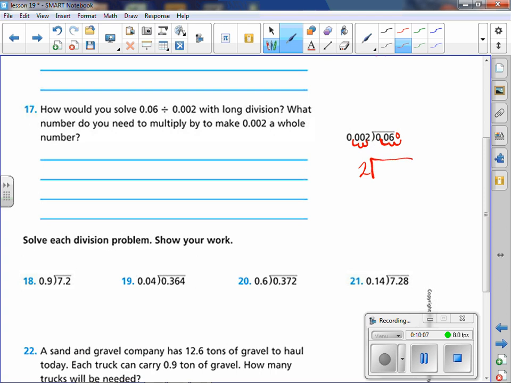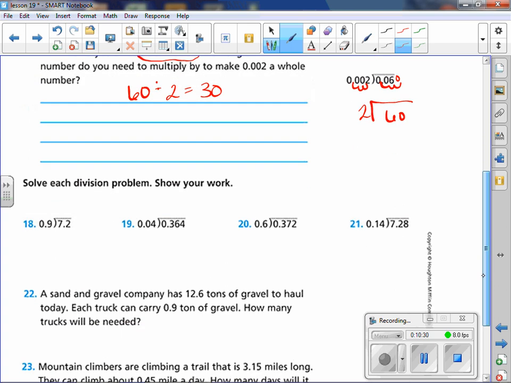Okay, how many 2's go into 6D? Right, because I got that extra 0 up there. Well, 30. So it's like saying 60 divided by 2 equals 30, which is the exact same thing as this equation. I just found an equivalent equation. Okay, no different. So let's do some practice down here and solve.